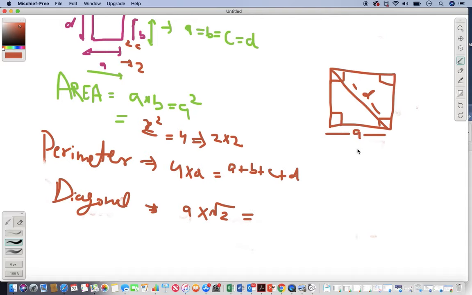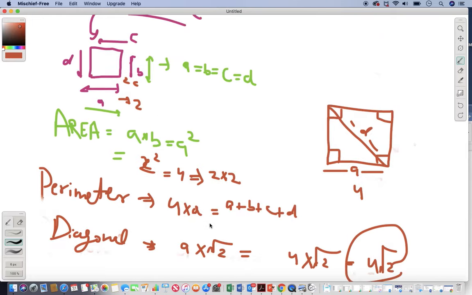So let's say A is 4. Then your diagonal is 4 cross square root of 2. This would be your answer. You can simplify further, depending on how far you have to go to figure out the final answer. But this way you can write it down, and this will help you out.